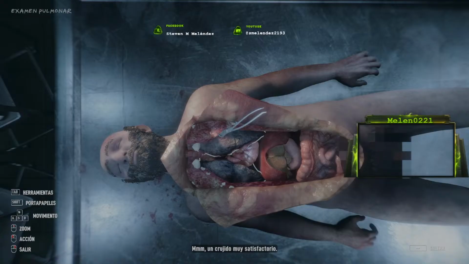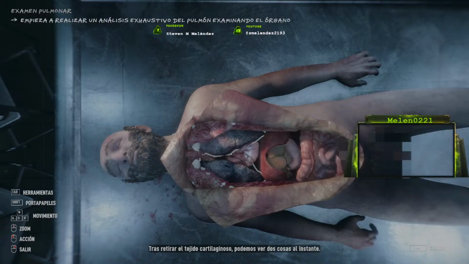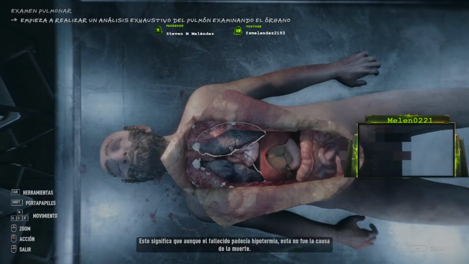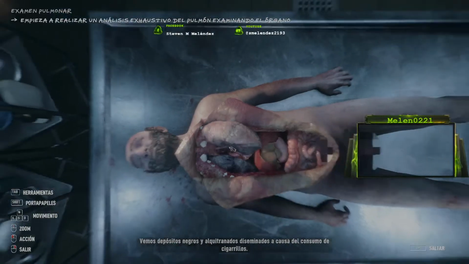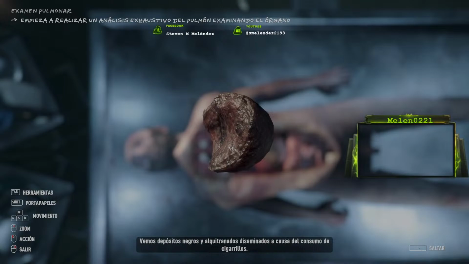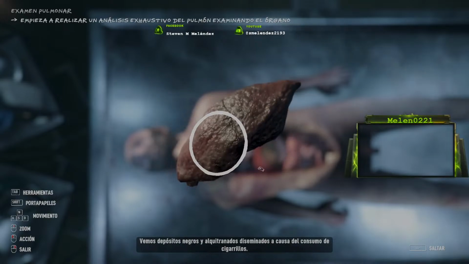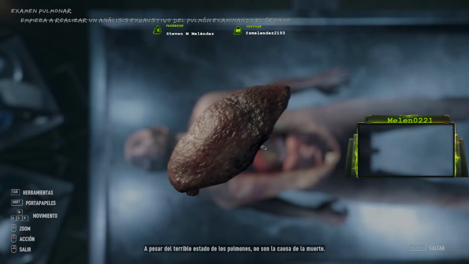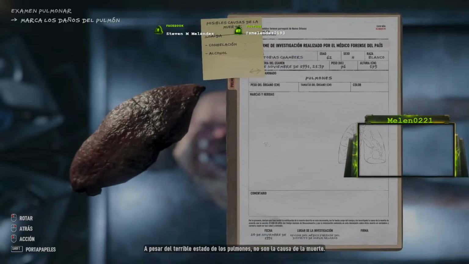Quite a satisfying crunch, for some anyway. After removing the cartilage tissue, we instantly notice two things. Firstly, there is no congestion of the internal organs. This means that although the deceased was hypothermic, it didn't cause death. We can see widespread black and tarry deposits caused by smoking cigarettes. Despite the tragic condition of the lungs, they are not the cause of death.